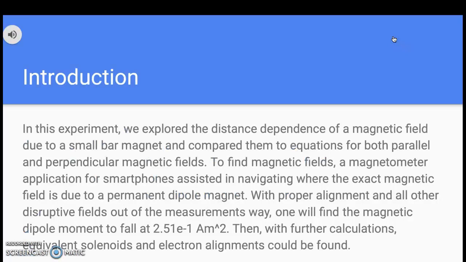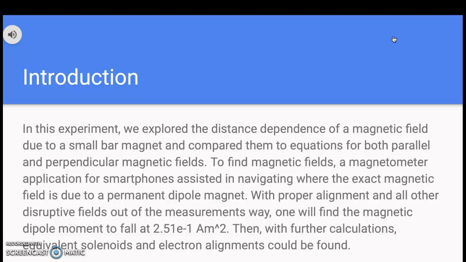For our Magnetic Dipole Field Lab, we explored the distance dependence of magnetic fields due to a small bar magnet. This allowed us to compare them to given equations for both parallel and perpendicular magnetic fields. For magnetic fields specifically, an application on our smartphones that included a magnetometer chip assisted us in navigating exactly where the magnetic field is due to a permanent dipole magnet.